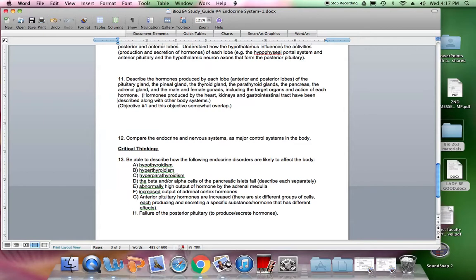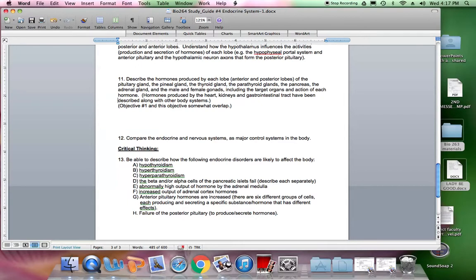Then we've got your beta or alpha cells. The beta cells produce insulin, alpha cells produce glucagon. These are the cells of the pancreatic islets. Both of these control blood level of glucose. So if you don't have enough insulin, your blood glucose stays very high. Too much insulin will actually take the blood glucose out from the blood into the cells.